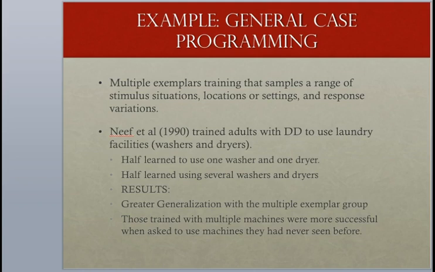The result was that they got much greater generalization from the multiple exemplar group, and the people who were trained with multiple machines were more successful when they were asked to use machines that they had never seen before. They were much more likely to be successful. So a good example of what we call general case programming.